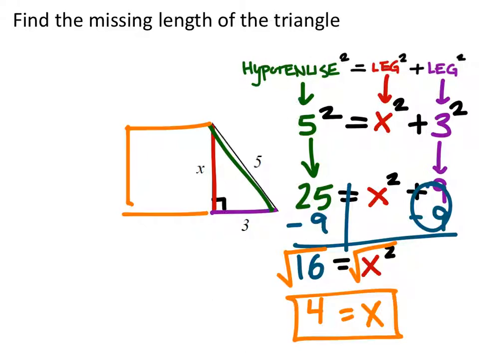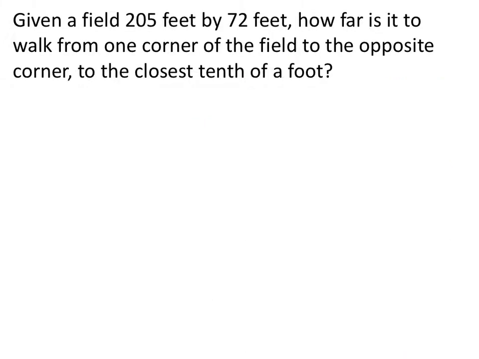So, given a field 205 feet by 72 feet, how far is it to walk from one corner of the field to the opposite corner, to the closest tenth of a foot? So we will be evaluating these ones.